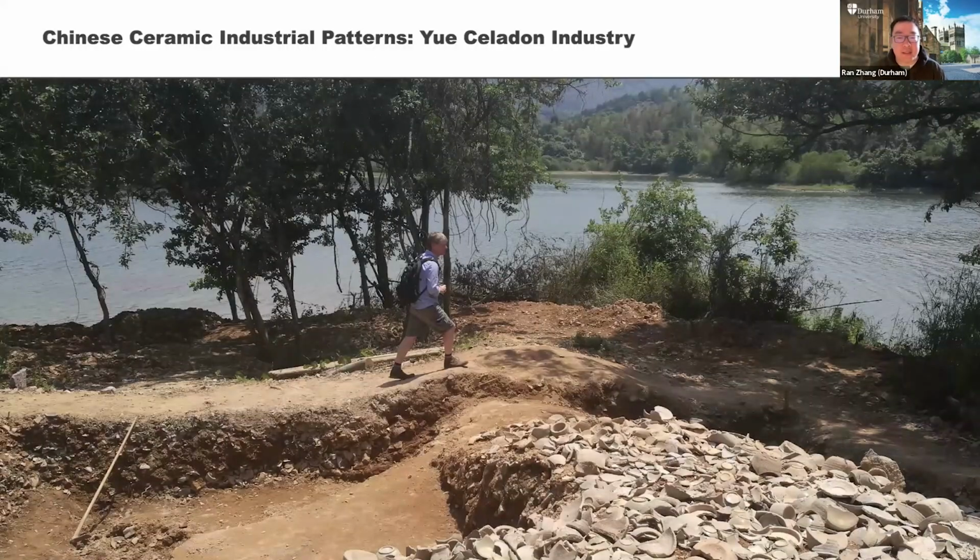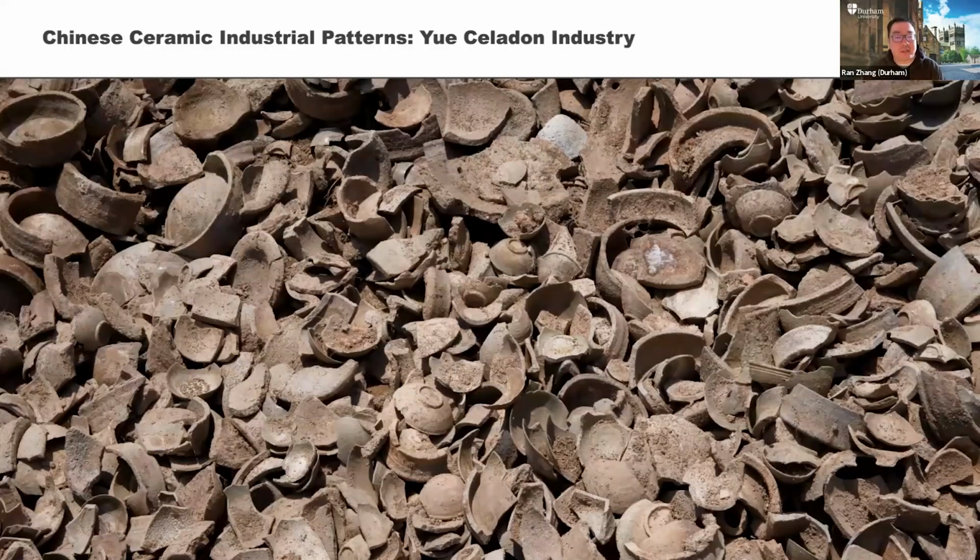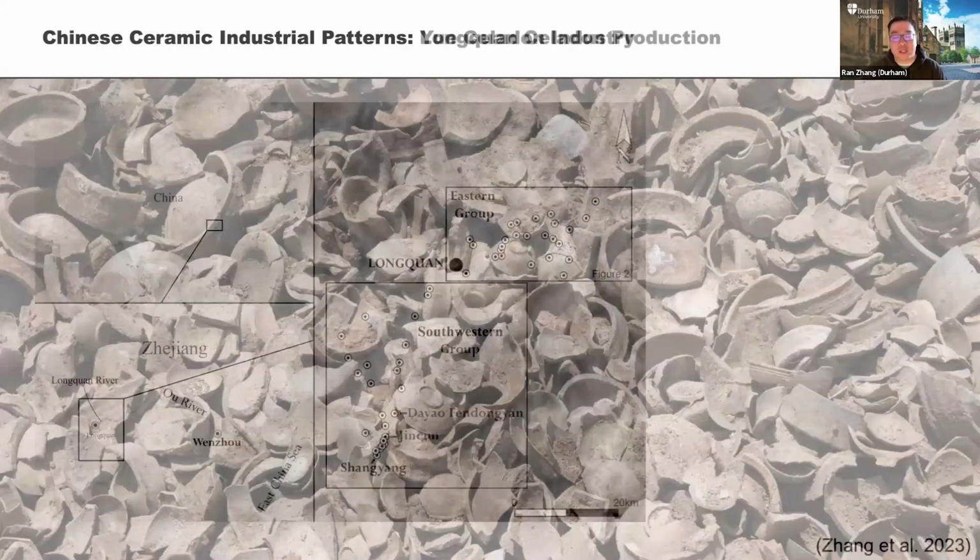It's really excellent. You can just randomly take a picture and you can see the deposits from the industry, showing an industry with a very massive scale in terms of production.